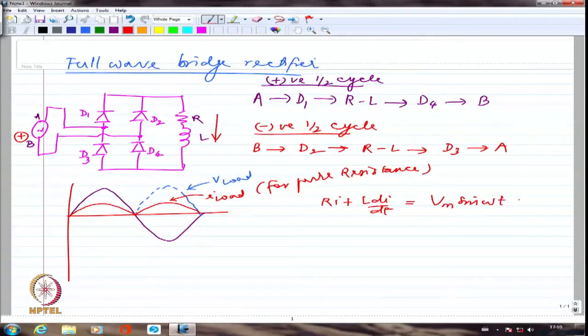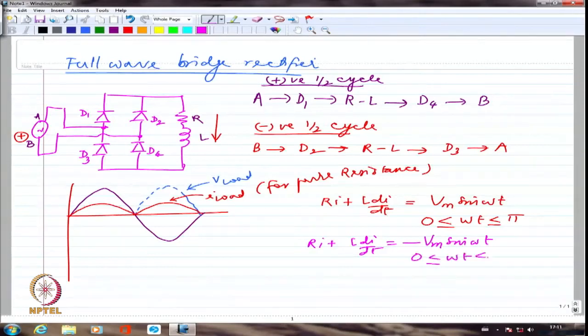If it is Vm sin omega t, then I am going to have 0 less than or equal to omega t less than or equal to pi. Whereas if I am going to have Ri plus L di by dt, this will be equal to minus Vm sin omega t, because it is the reverse of the voltage that is being applied when I have D2 and D3 conducting. So I am going to have this for omega t from pi to 2 pi. Right? This is how it is going to be.